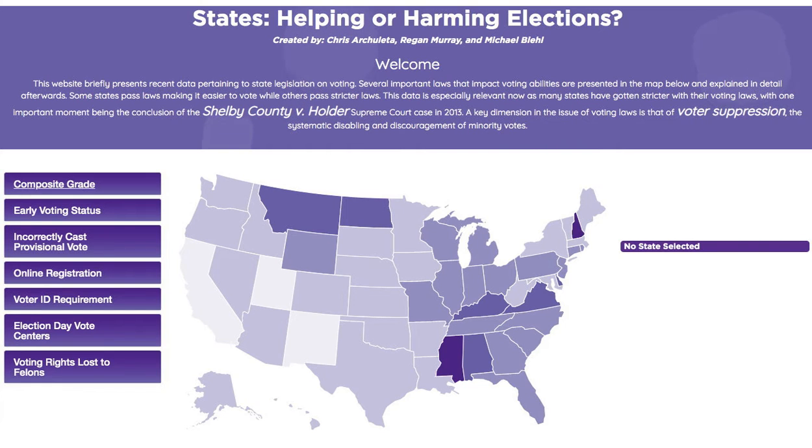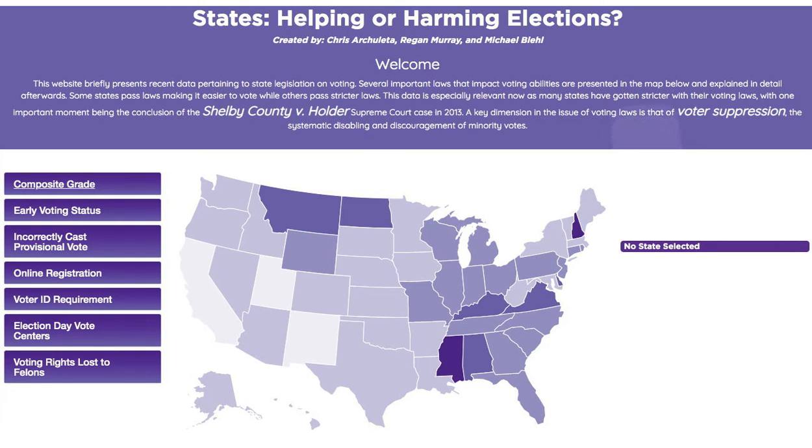Hello everyone, I'm going to be running through this website from the perspective of a student interning on a political campaign in the state of Wisconsin. Say this student is working after the 2012 election, which was a period of historically low voter turnout, and is trying to understand why voter turnout might be low.